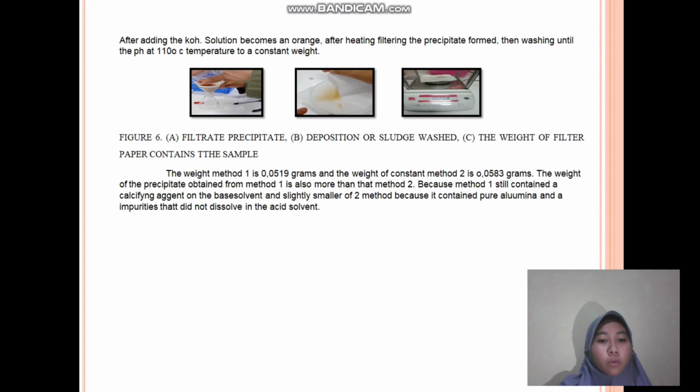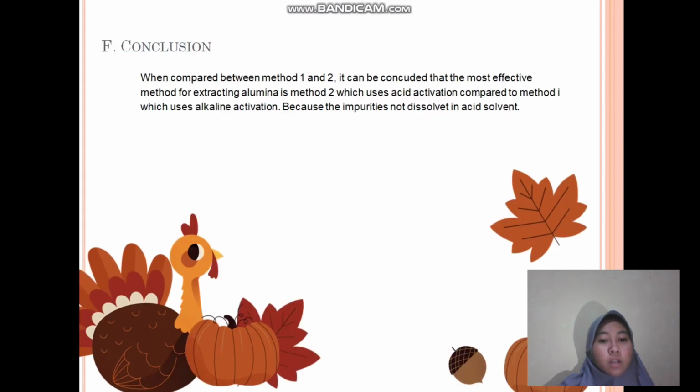The constant weight of method 1 is 0.51 grams and the constant weight of method 2 is 0.83 grams. The weight of the precipitate obtained from method 1 is smaller than that of method 2 because method 1 still contained a coating on the basalt, and in method 2 the amount of alumina in a portion is not dissolved in the acid solvent.